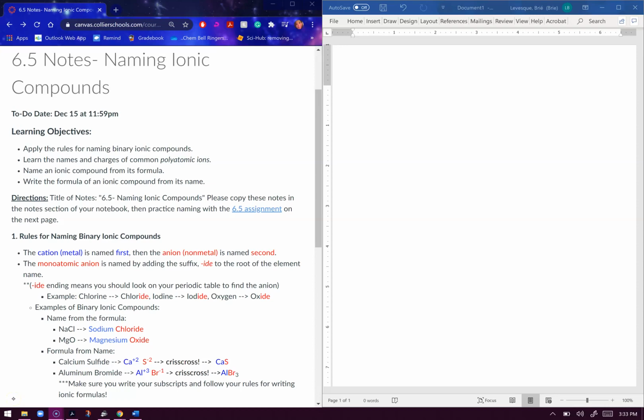Hi everybody. Today we're going to go over the topic 6.5 notes, naming ionic compounds. After today's notes, you should be able to apply the rules for naming binary ionic compounds. Remember, binary means two. So anything that has two capital letters, NaCl, the N and the A are capital, so this is a binary compound.